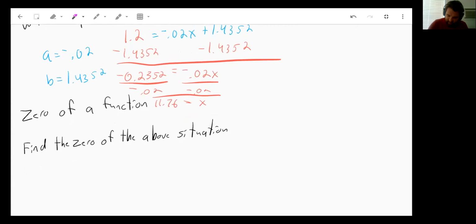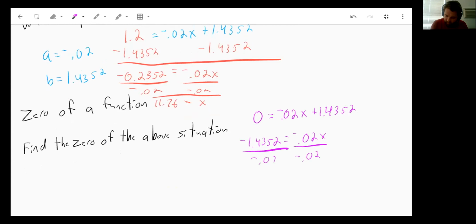So let's say we had 0 equals negative 0.02x plus 1.4352. We can subtract that to the other side, so I have a negative 1.4352 equals negative 0.02x. Divide by negative 0.02, divide by negative 0.02, and we come out with x equals, I've got it written down over here, x equals about, so we should actually use these squiggles, about 72 years.